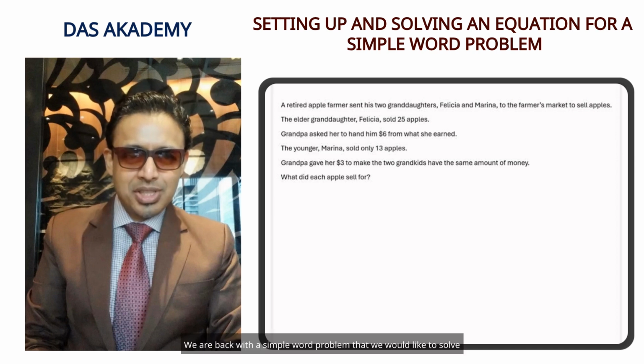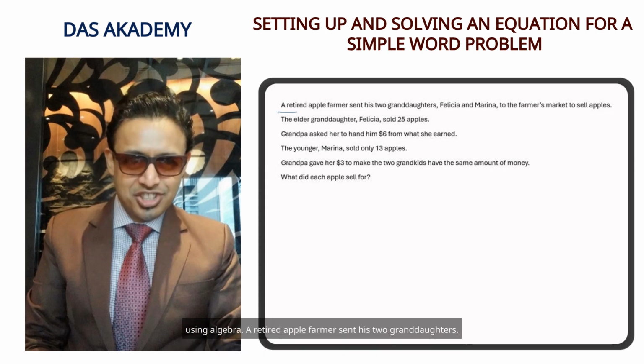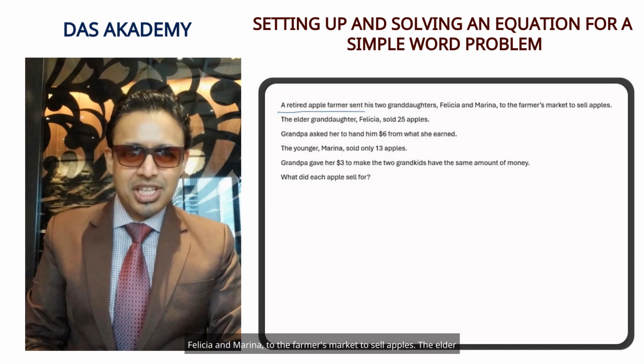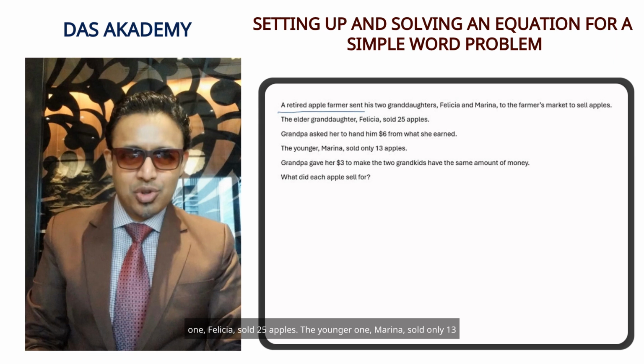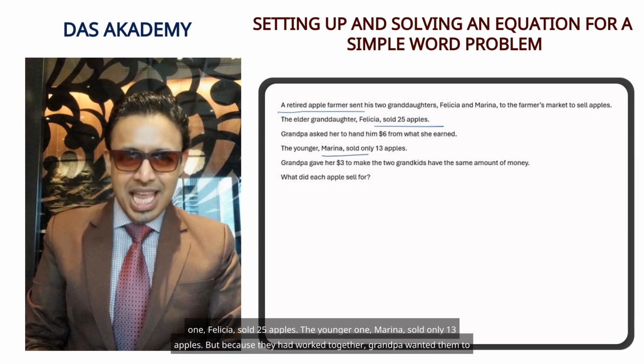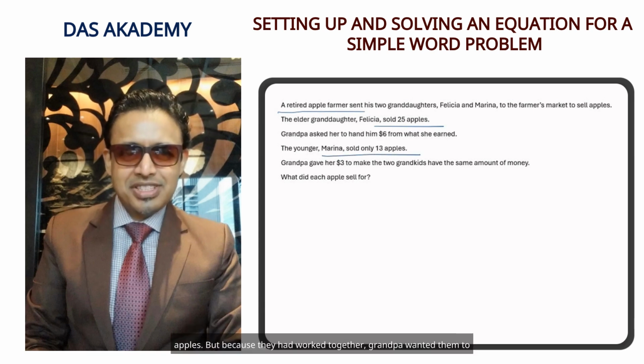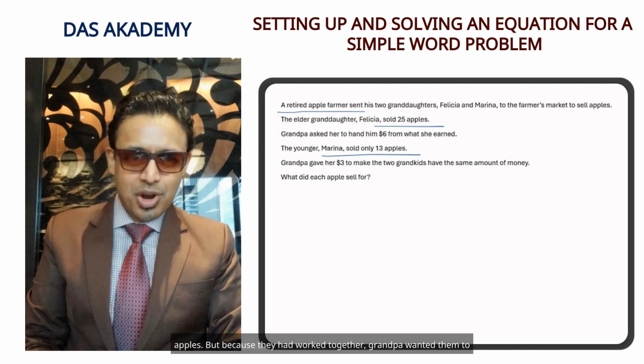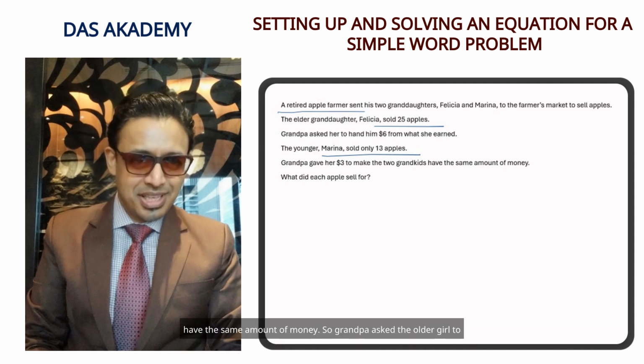We are back with a simple word problem that we would like to solve using algebra. A retired apple farmer sent his two granddaughters, Felicia and Marina, to the farmer's market to sell apples. The elder one, Felicia, sold 25 apples. The younger one, Marina, sold only 13 apples. But because they had worked together, Grandpa wanted them to have the same amount of money.